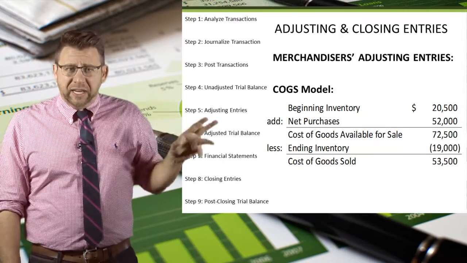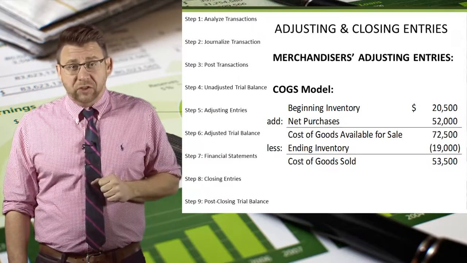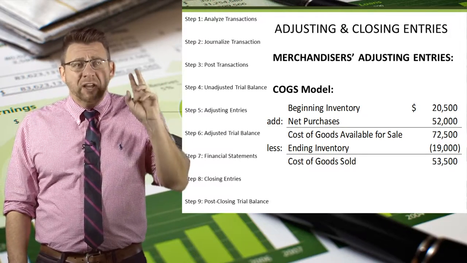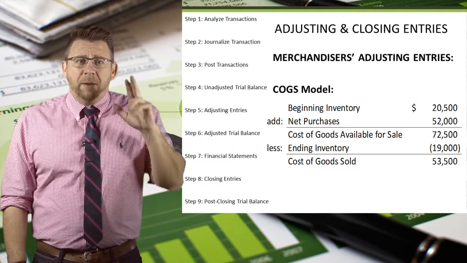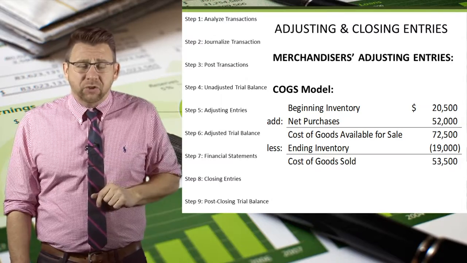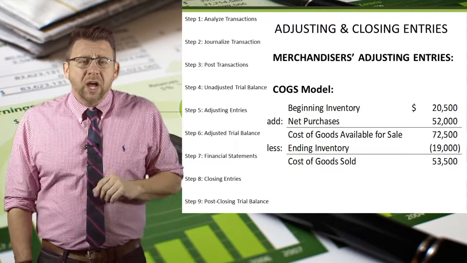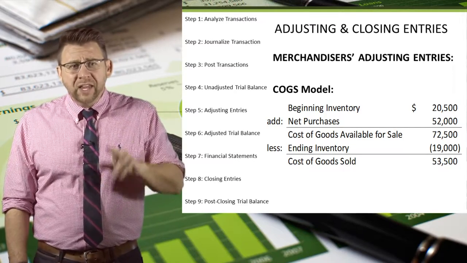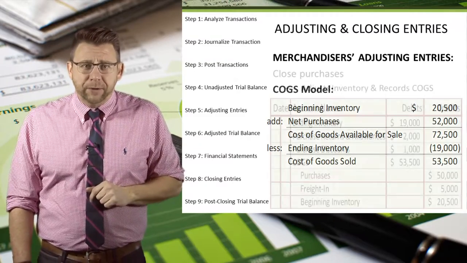Now we'll take the beginning inventory of $20,500 plus the net purchases of $52,000, and that equals our cost of goods available for sale of $72,500. From that, we subtract ending inventory of $19,000 and arrive at cost of goods sold of $53,500. So that's the calculation. Let's put that into an adjusting entry.